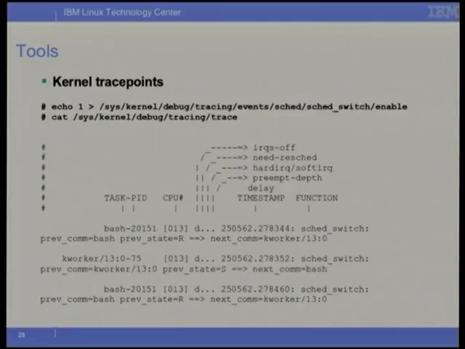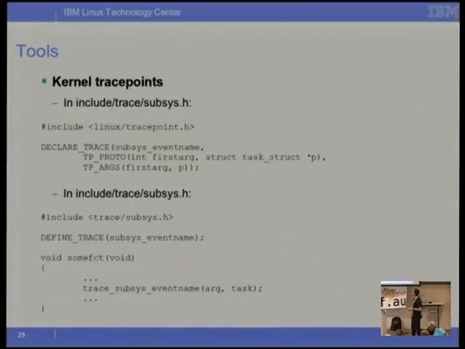Here I've just used a context switch trace point, just as an example. You can use them directly in sysfs. Perf also has a wrapper around it, so you can use perf to enable these and dump them and all that kind of stuff. And here we're just seeing, looks like bash is context switching in and out with a kernel work thread. So just a simple example.